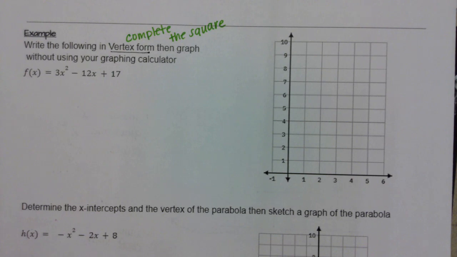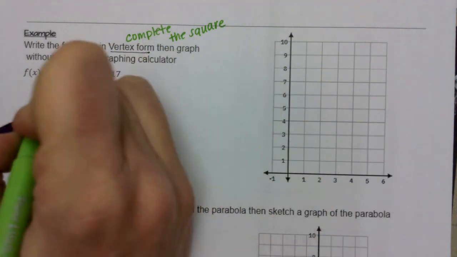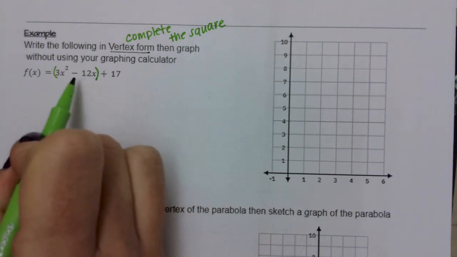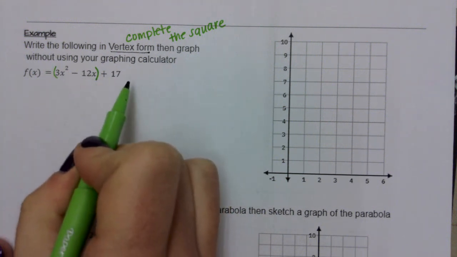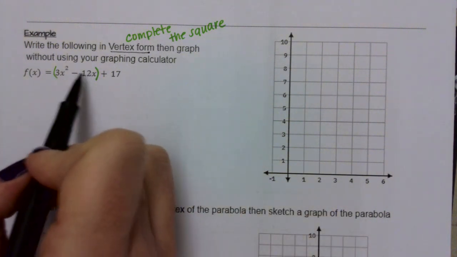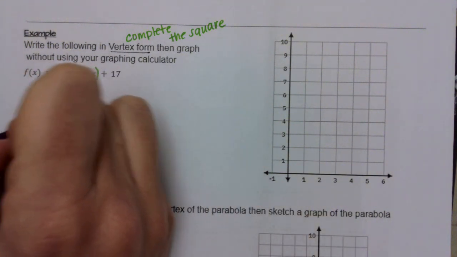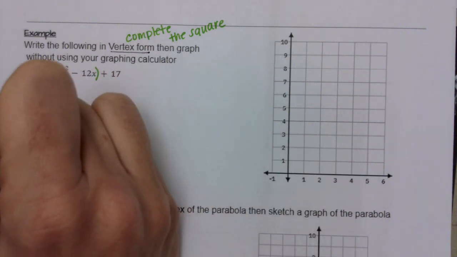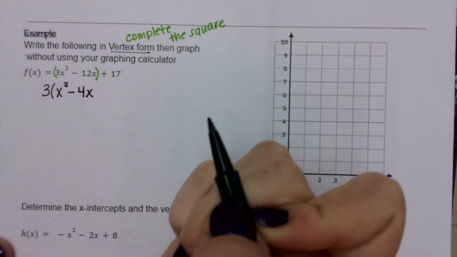So here is how we are going to complete the square. We're going to group these two things together and focus here, this is where the completing the square is going to come in. The 17 is going to go for a ride. So first thing I'm going to do is pull out a GCF. The greatest thing I can pull out is 3. That leaves me with x squared minus 4x.